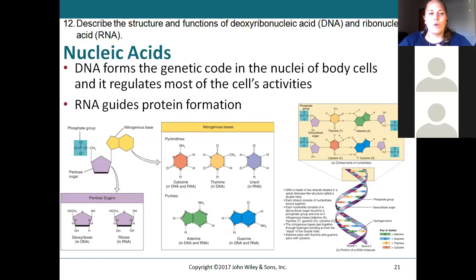Okay, so nucleic acids. Again, describe the structure and functions of deoxyribonucleic acid, DNA, and ribonucleic acid, RNA. These are the molecules that carry the genetic information for the cell. DNA is the thing that carries it, and RNA is an intermediate molecule that carries out some of DNA's functions out in the cell. So RNA helps in protein formation.